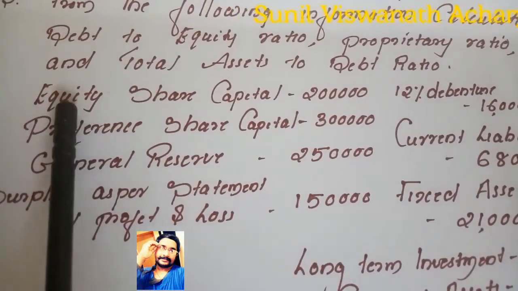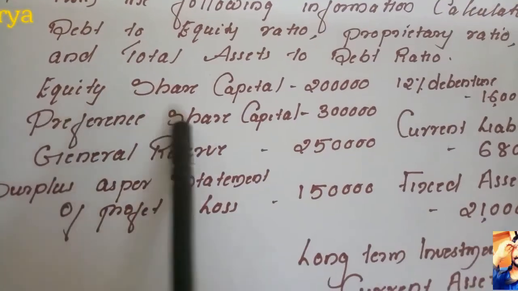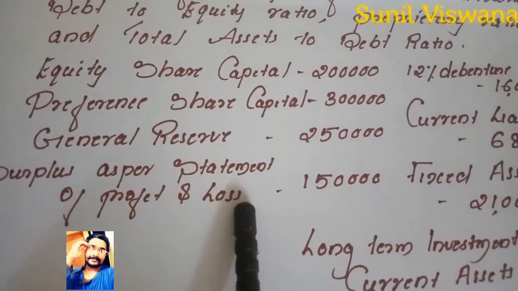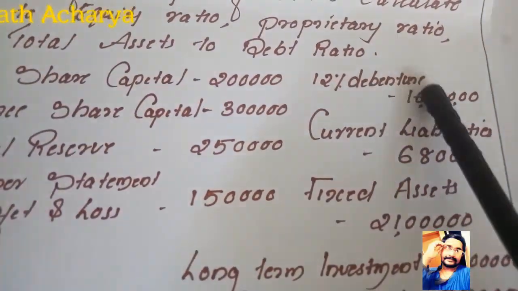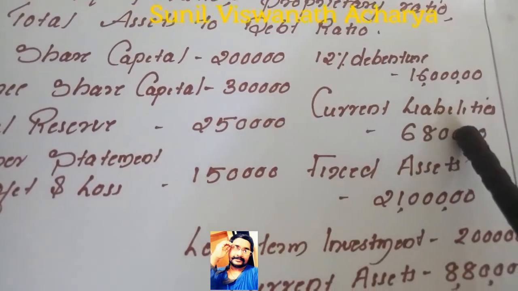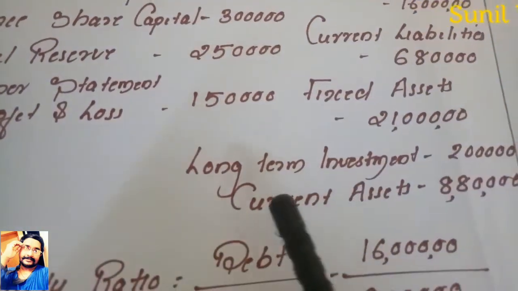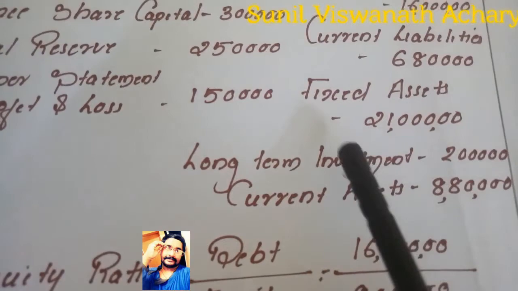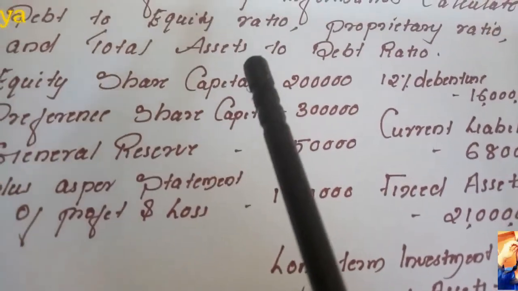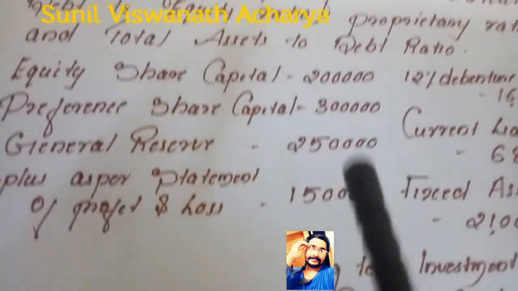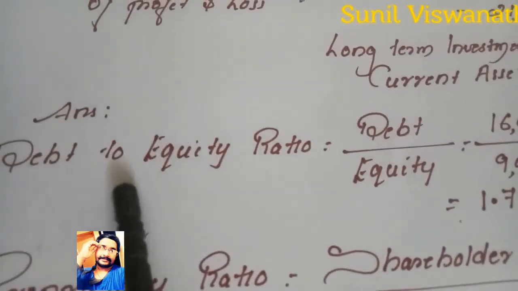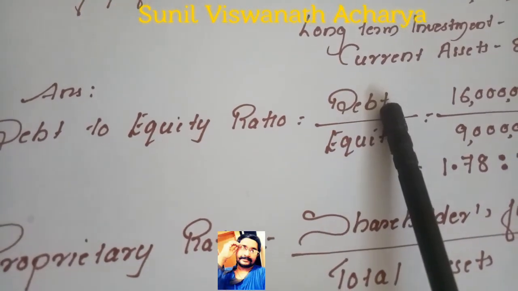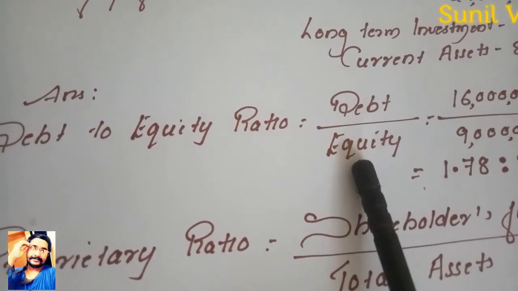Which are the information given? Equity share capital, preference share capital, general reserve, surplus as per statement of profit and loss, then debenture, 12% debentures, current liabilities, fixed asset, long-term investment, current assets. This much information is given in the question. What you have to calculate first? Debt to equity ratio. So we can write the formula first. Debt to equity ratio, formula we know, debt divided by equity. Debt means long-term debt, divided by equity, which here means shareholders fund.